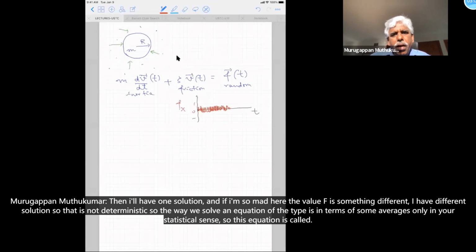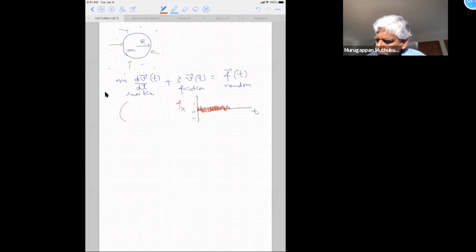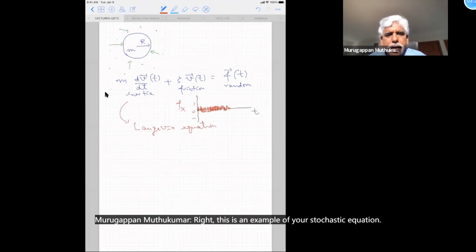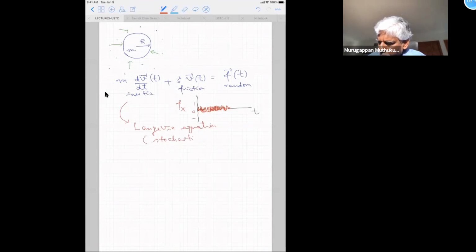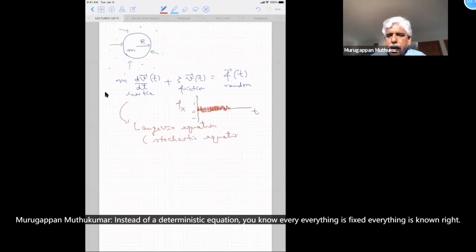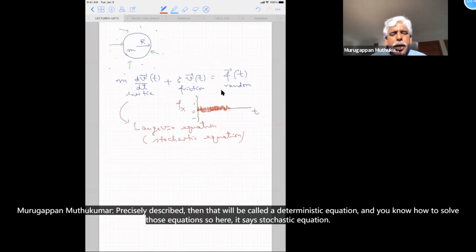So the way we solve an equation of this type is in terms of some averages, only in a statistical sense. So this equation is called a Langevin equation. This is an example of a stochastic equation instead of a deterministic equation. You know, everything is fixed, everything is known, precisely described, then that will be called a deterministic equation, and you know how to solve those equations. So here it is a stochastic equation.